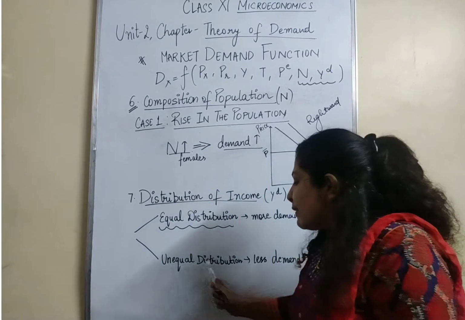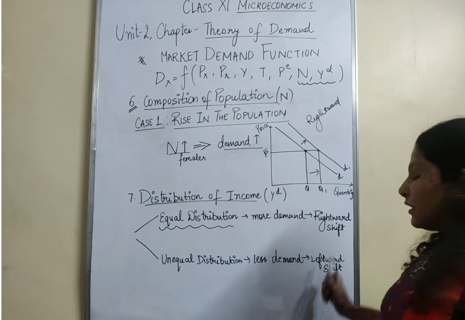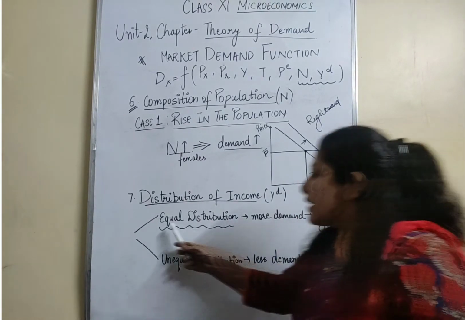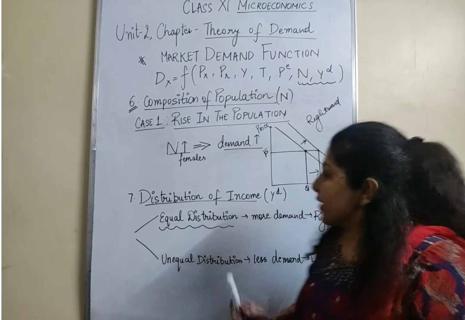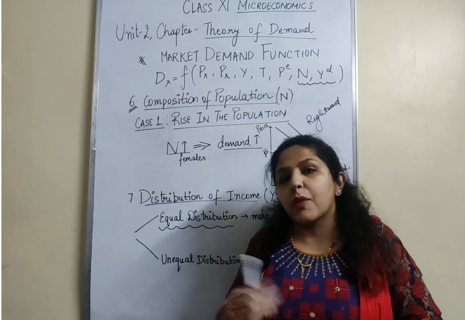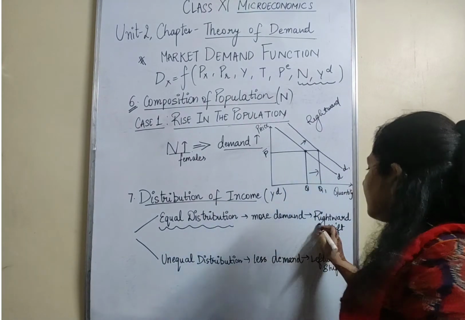So when there is unequal distribution, there will be less demand, and we know if we are having less demand, the demand curve will shift leftwards given the price of the commodity. And if the distribution is equal, then there will be more demand, right? Because each and every person is having equal opportunity, equal capacity to purchase that commodity, so that will be a rightward shift.